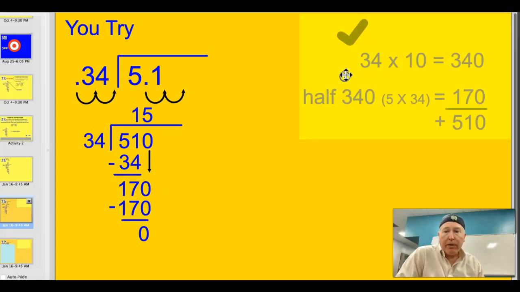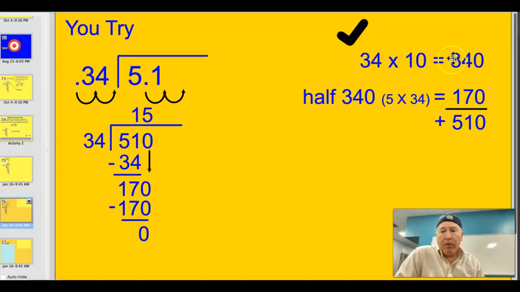Let's just do a quick check. Well, we know that 34 times 10 would be 340. And half of 340 would be 170, because that would be 5 times 34. Instead of 34 times 10, 5 times 34 would be half of the 340. 34 plus 17 is 51. So 340 plus 170 is going to be 510.